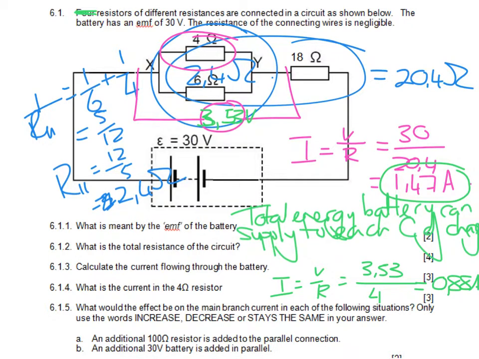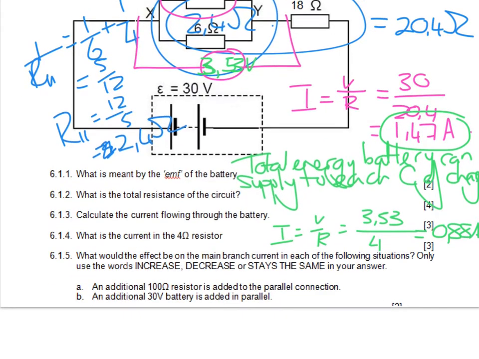What would the effect on the main branch current be in the following situations? You only have to answer increase, decrease, or stays the same. An additional 100 ohm resistor is added to the parallel connection. That will decrease resistance, but they want main branch current, so it's decrease resistance, but that means increase the main branch current. You don't have to say why.